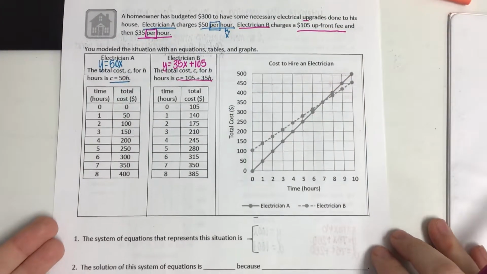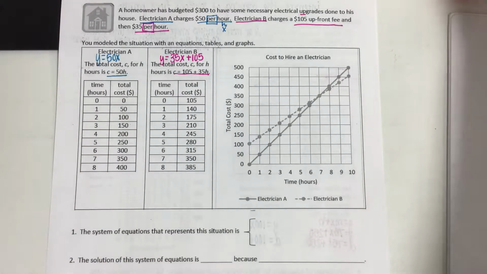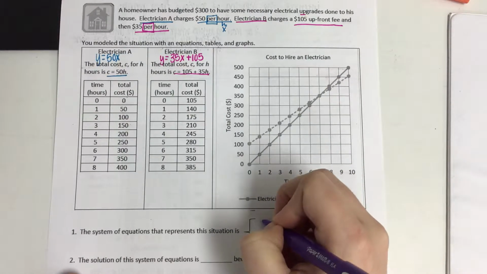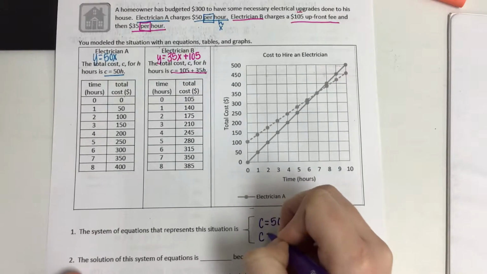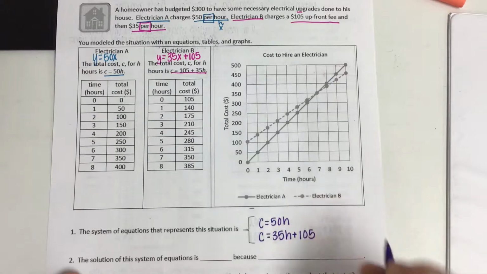Okay, so our first question: the system of equations that represents the situation. Our first one is c equals 50h, and our second one is c equals 35h plus 105. Those are our two equations together.